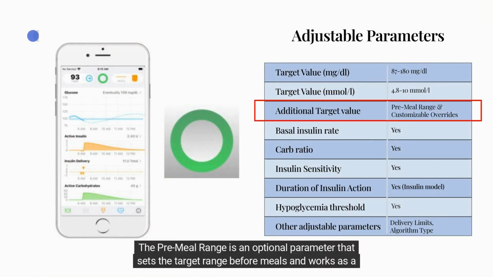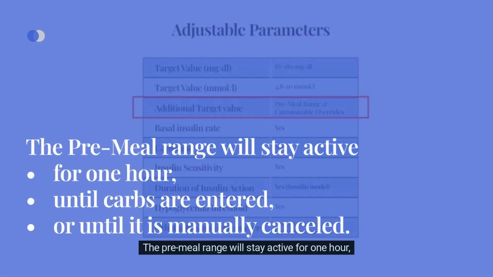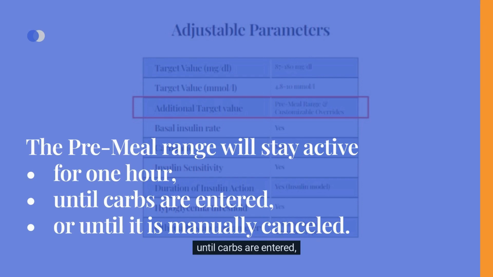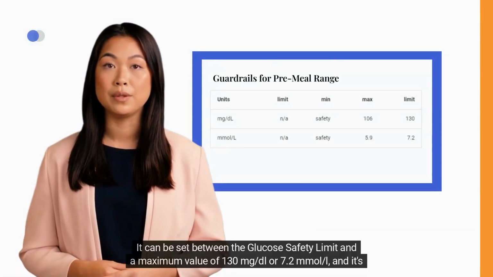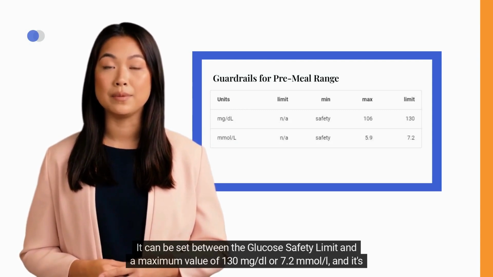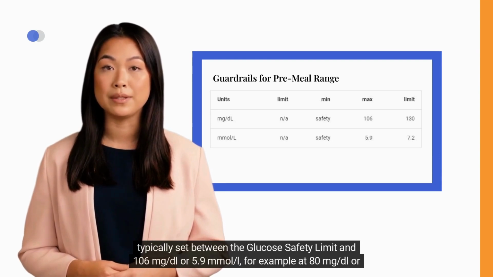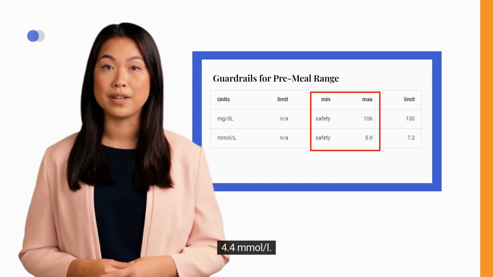The pre-meal range is an optional parameter that sets the target range before meals and works as a pre-bolus because it provides a small amount of insulin to help control post-meal glucose spikes. The pre-meal range will stay active for 1 hour, until carbs are entered, or until it is manually cancelled, whichever comes first. It can be set between the glucose safety limit and a maximum value of 130 mg per deciliter or 7.2 mmol per liter, and it's typically set between the glucose safety limit and 106 mg per deciliter or 5.9 millimol per liter, for example at 80 mg per deciliter or 4.4 millimol per liter.